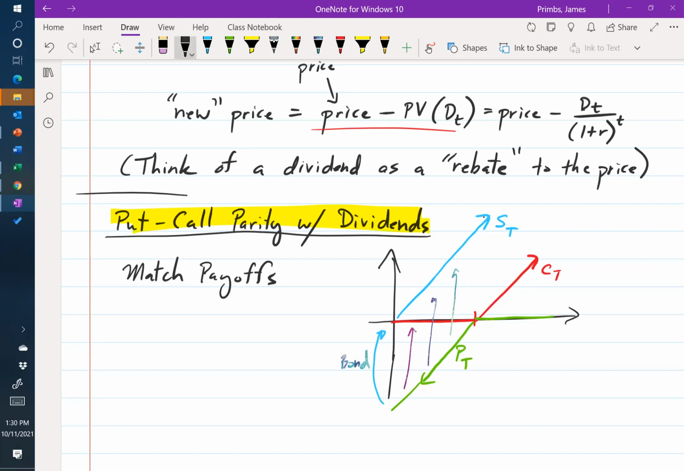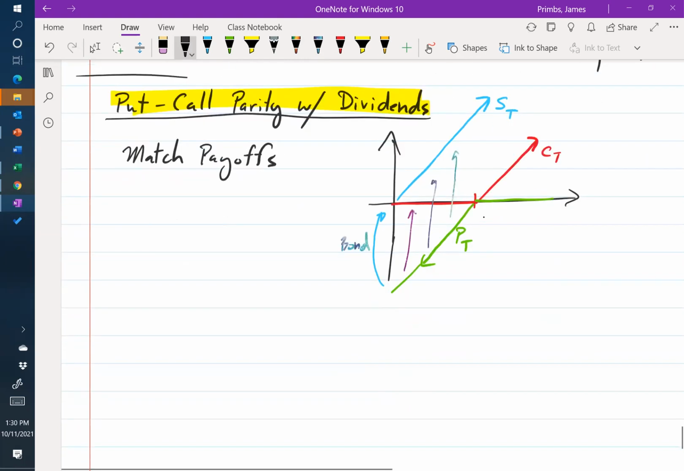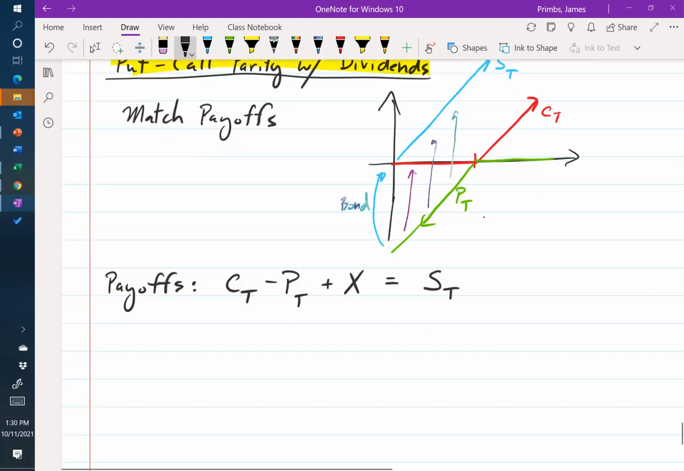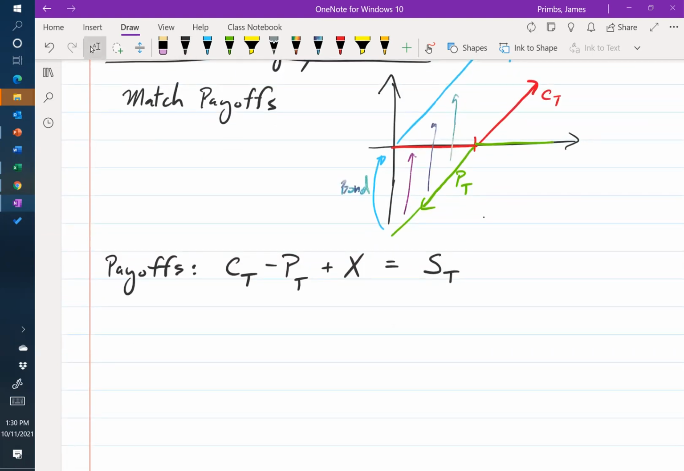Same thing applies here. Exact same formula applies. So I look at payoffs and I have the same formula. Remember, the payoff said long a call payoff, short a put payoff, push it up by X, the strike price. And that is exactly the same as a share of stock, okay? Then what did we do? We said two things that have the same payoff must have the same price.